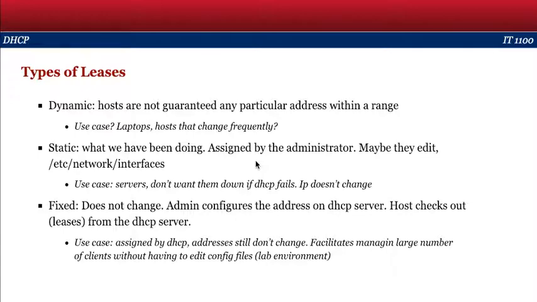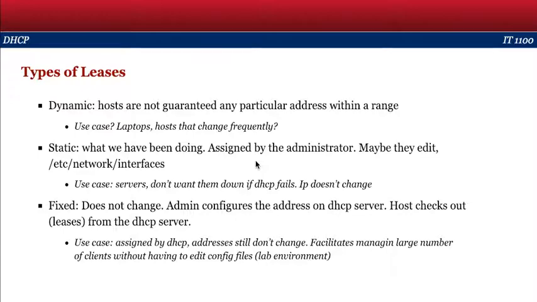The first case, let's just look at it. I was explaining this, but there's actually two different ways of doing a lease. First of all, hosts are not guaranteed any particular address within a range. So you bring your laptop to campus, you are not guaranteed that you're always going to have the same address. You'll have a certain address within a predefined range, but it's not always the same address. So the use case there is just what I said: laptops, hosts that change frequently.